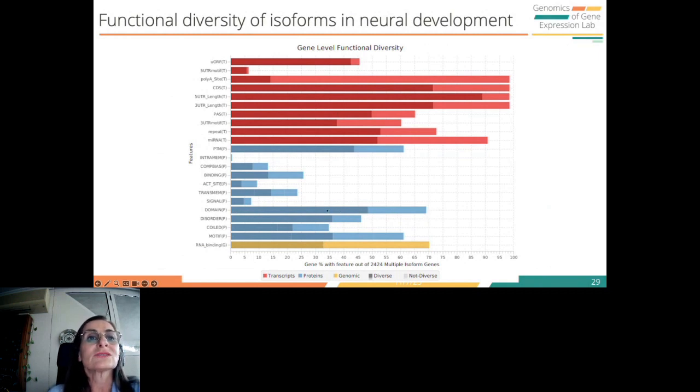And you can see that this is the case. There might not always be annotation. For example, for signal peptides, we only have a few genes with that kind of information, but most of them also have isoforms with different annotations. So it makes sense to ask these kinds of questions.